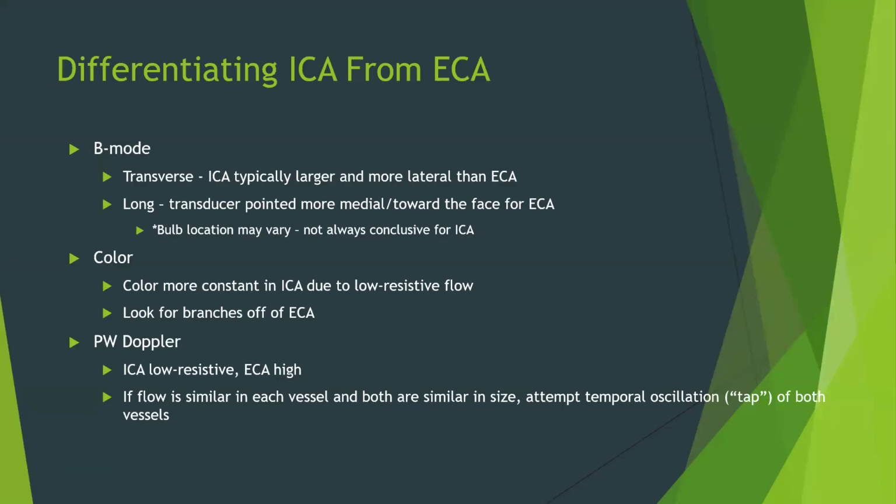So that can help differentiate the two when we simply put color on in transverse. Pulse wave Doppler: the ICA is, like we said, lower resistance, so it's going to have more end diastolic presence, whereas the ECA is a little higher resistance. And the flow is similar in each vessel. We can do the temporal tap or the temporal oscillation of both the vessels. That's putting our Doppler in and looking at the waveform to see if we're getting that tap. The ECA feeds the superficial temporal artery, which we're tapping, and we would see that in the waveform.